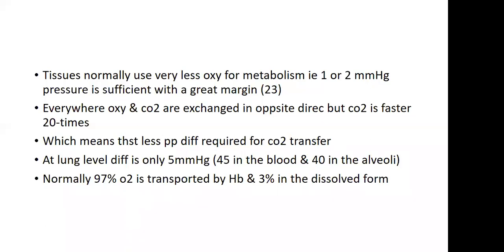Now at lung level, the difference is only 5 millimeters of mercury, which means that 45 is in the blood, the oxygen level, 45 millimeters of mercury, while 40 is in the alveoli.